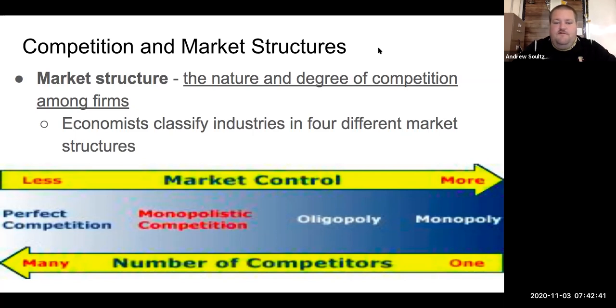We can put it into four different groups. Some groups are less competitive and have less market control, and some groups have a large number of competitors or a small number of competitors. Those four market structures are perfect competition, monopolistic competition, which is where most markets and industries are, an oligopoly, and a monopoly. Those are the four market structures we'll discuss today.